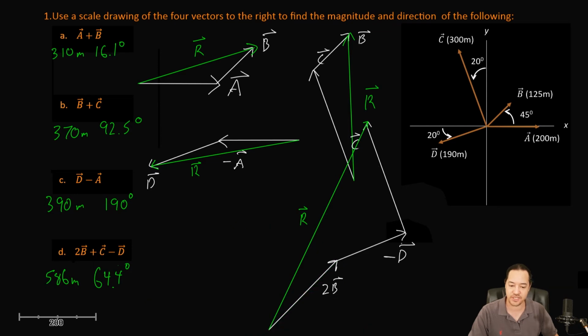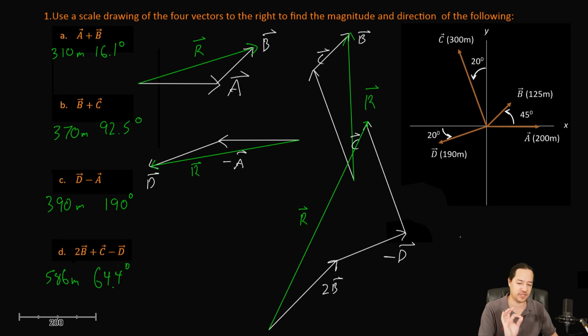Okay, so we have successfully drawn out a scale drawing for each of these 4 vector sums, and then we measured the angle and magnitude of each of those resultant vectors. So hopefully you would have gotten something similar to this.